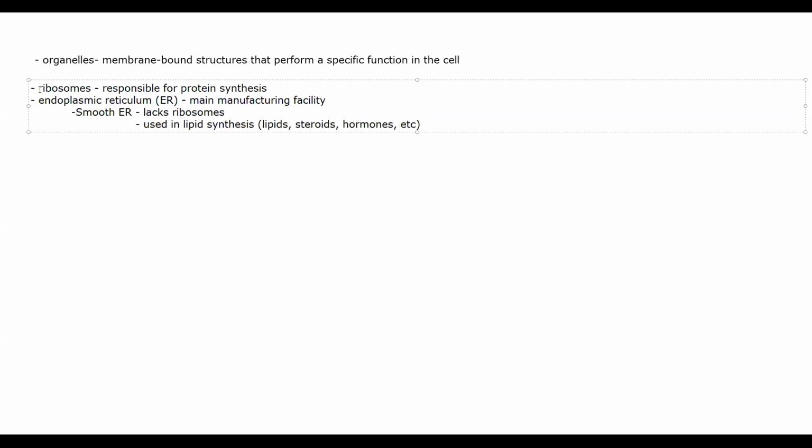Okay. Then we have rough. What makes rough ER rough, you ask? Ribosomes. Okay. And again, this rough ER is going to be used, as you might suspect, in protein assembly because it has ribosomes. What are ribosomes for? Protein synthesis.